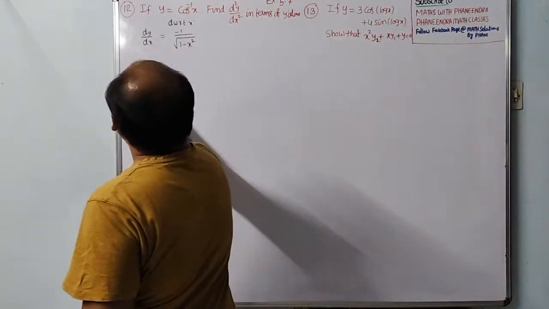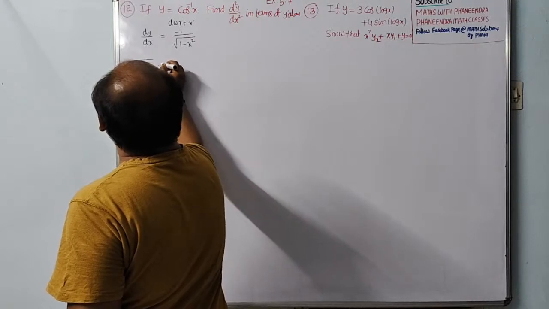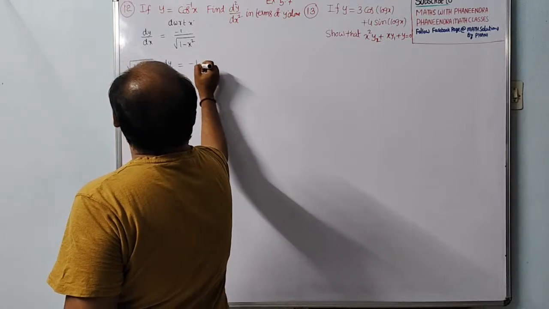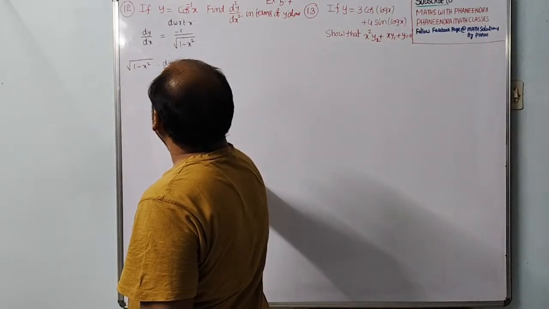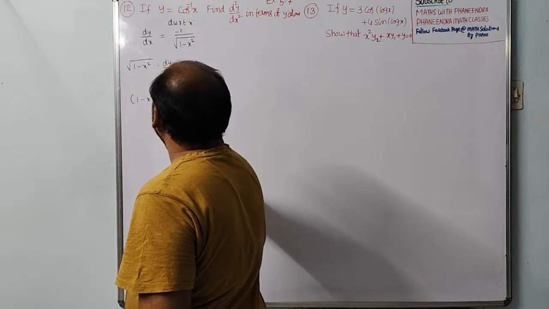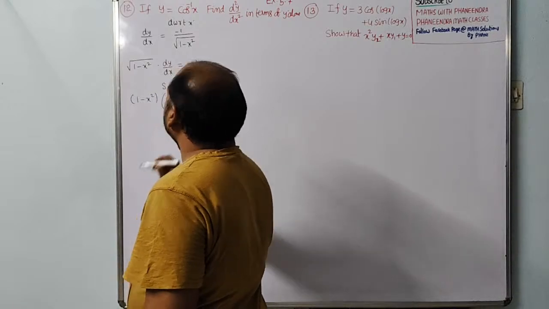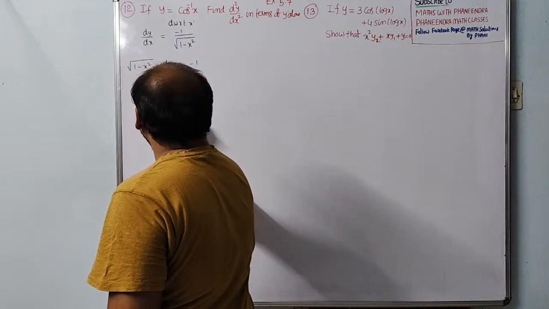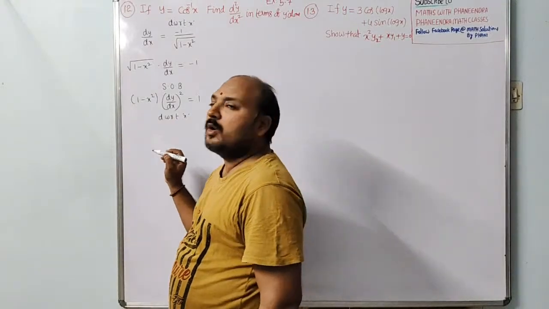Cross multiply: root of 1 minus x square into dy by dx is equal to minus 1. Squaring on both sides, you have to do that. So 1 minus x square into dy by dx whole square is equal to 1. Differentiate with respect to x. The product rule of differentiation you have to apply.